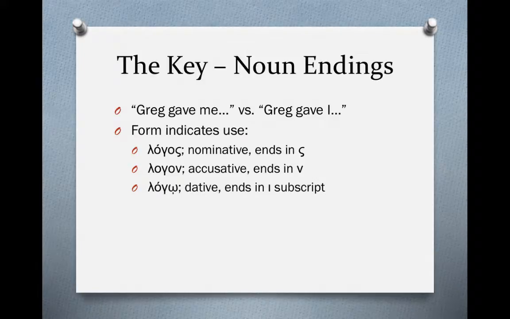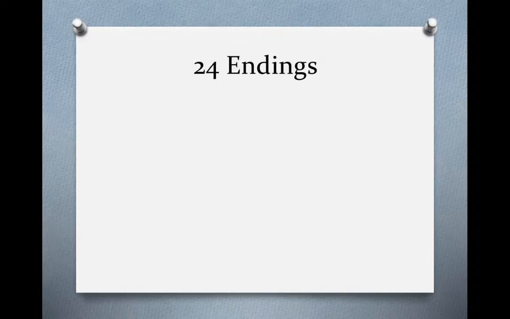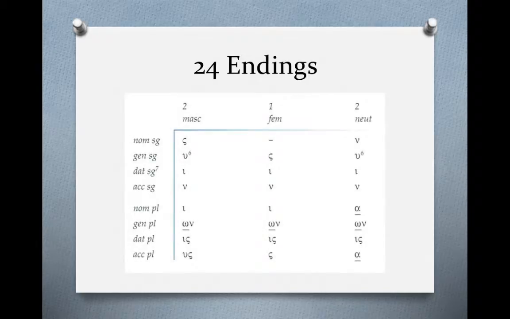Logo. Well, that has an iota subscript. We know it's from the word logos, and it's probably functioning like the indirect object because it has the iota subscript. So it's the case ending, the form, that indicates the use. Or logu, we would say, okay, this must be genitive because it ends in an upsilon. So what we're saying is that these noun endings that we're going to be studying are very important in understanding how a word functions. There are 24 total endings, and we're going to want to memorize all of them.